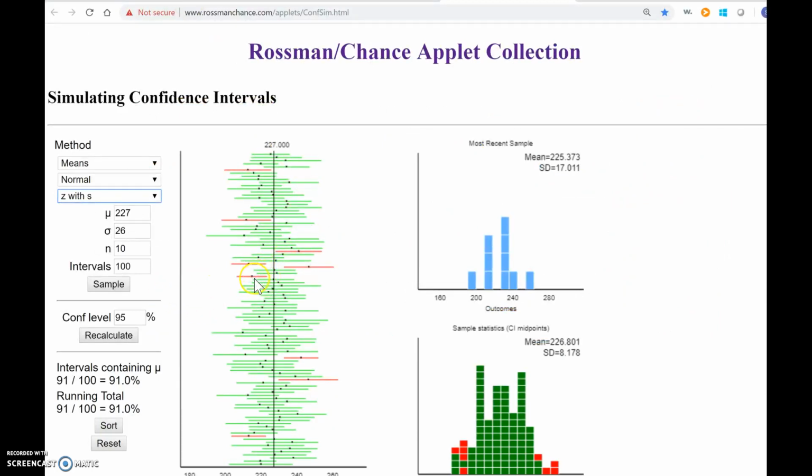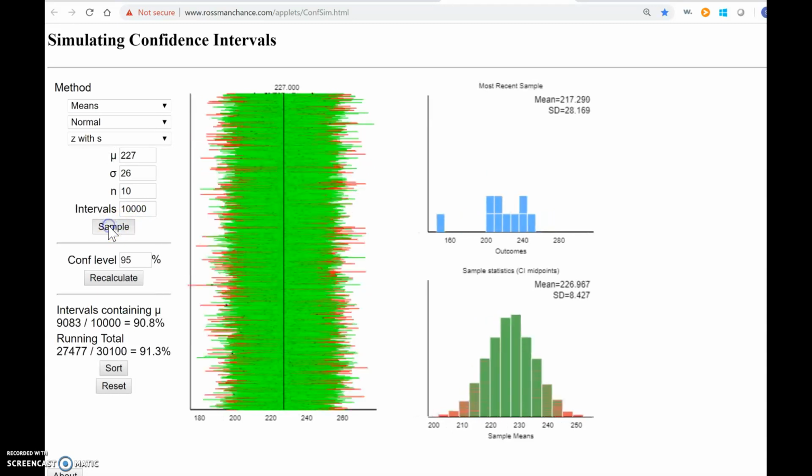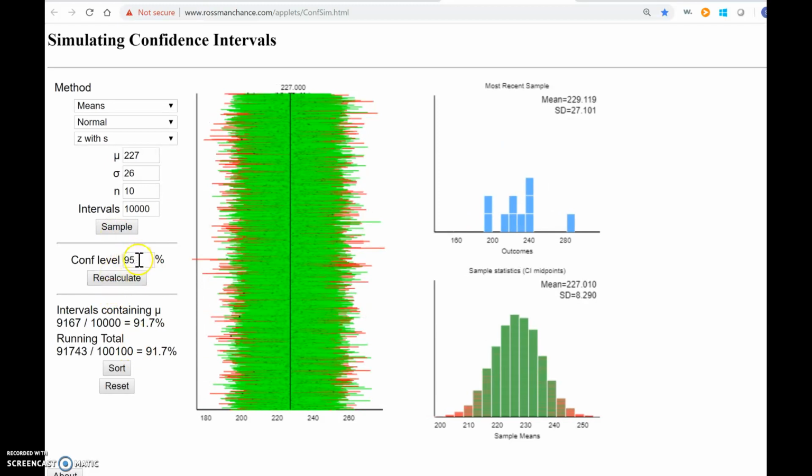If I click this small interval, see I had a really small, tight sample, and then one of these really large intervals, a really spread out sample. But what I really want to illustrate is if you run this 10,000 times, 100,000 times, I'm supposed to be capturing 95%, but my capture rate is only 92%. So it's not working as advertised.